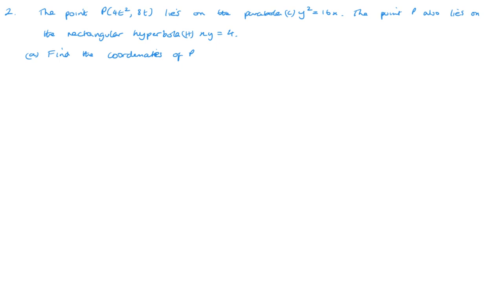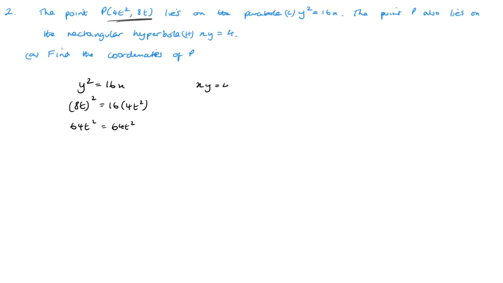So I think what we'll do is substitute P into C. So y squared equals 16x. So that's 8t squared equals 16 times 4t squared. So 64t squared equals 64t squared. Okay then, that's not going to work. Let's try putting them into H.